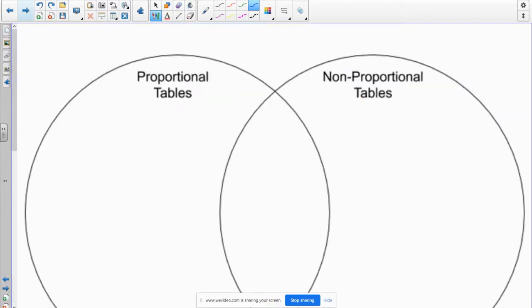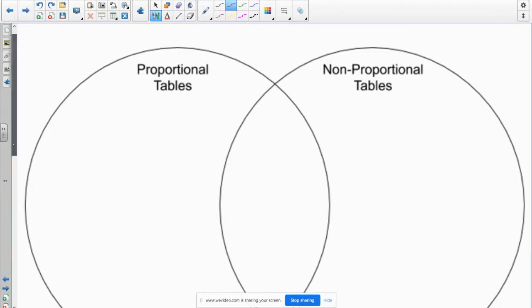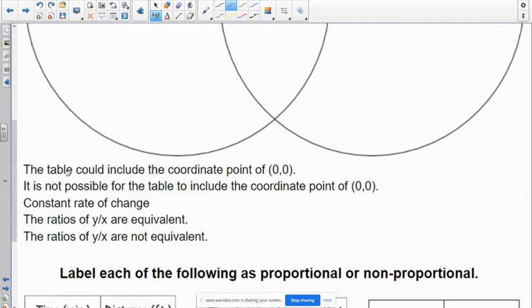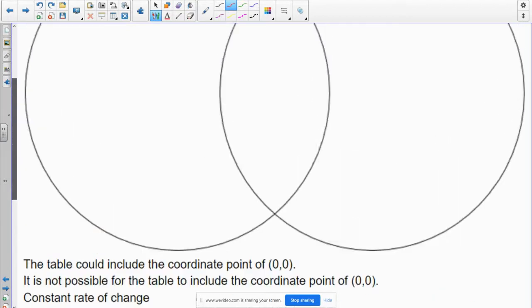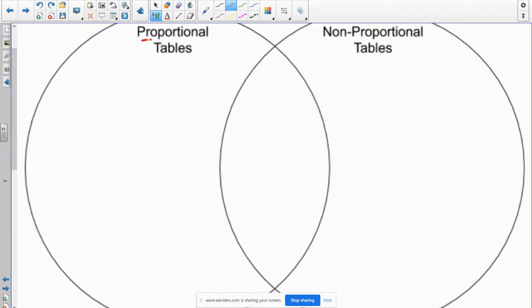And the last thing we're going to look at today is tables. Proportional versus non-proportional tables. So let's look at some of our characteristics. The table could include the coordinate point (0, 0). It is not possible for the table to include the coordinate point (0, 0). So proportional goes through the origin. The y-intercept is 0, which means this is the side where the table could include the coordinate point (0, 0).